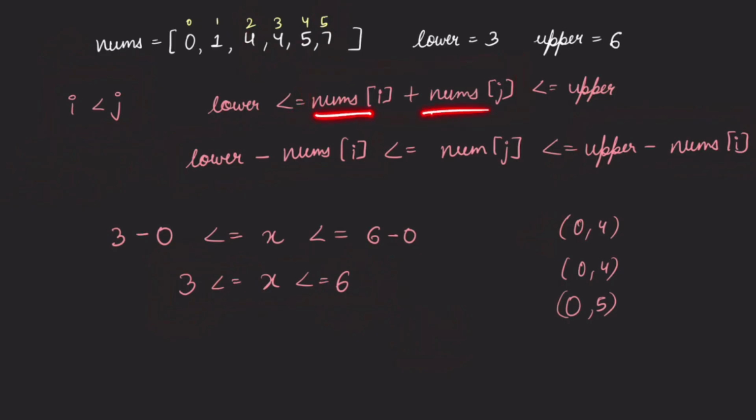Nums of I plus nums of j is always equivalent to nums of j plus nums of I, right? Because the sum is anyways going to be the same. The only thing is that one pair should not be counted twice, right? So for that, what are we going to do?